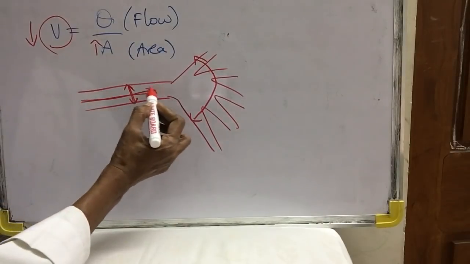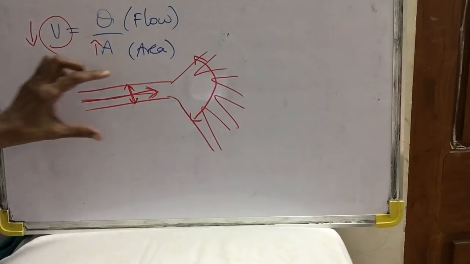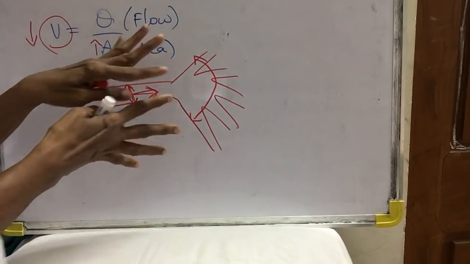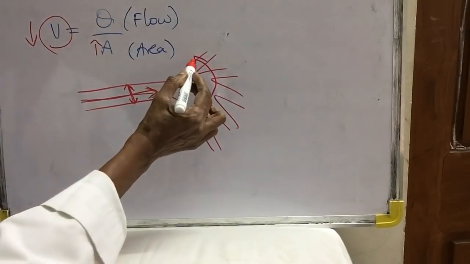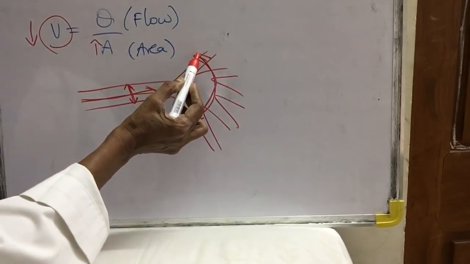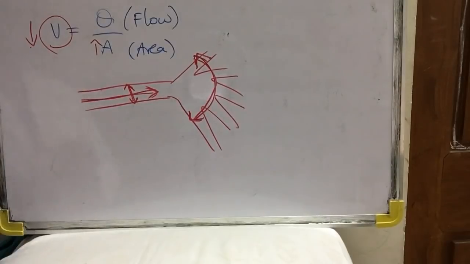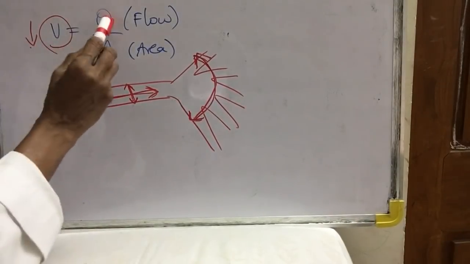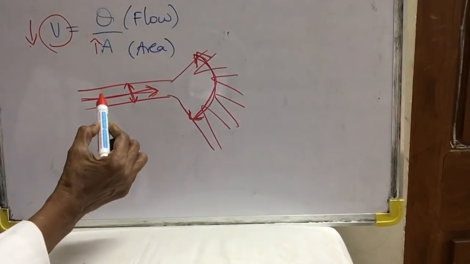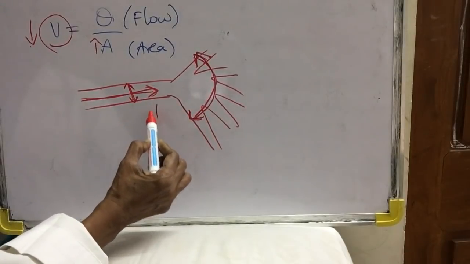So the velocity of flow is more in the larger arteries, because the cross-sectional area is less. When the same vessel is getting divided into different branches, the cross-sectional area of the blood vessel will increase. And once the cross-sectional area is increasing, the velocity will decrease. So velocity is directly proportional to the flow and inversely proportional to the cross-sectional area of the blood vessel. So when the blood is flowing from the arteries to the branches, the velocity is decreasing.